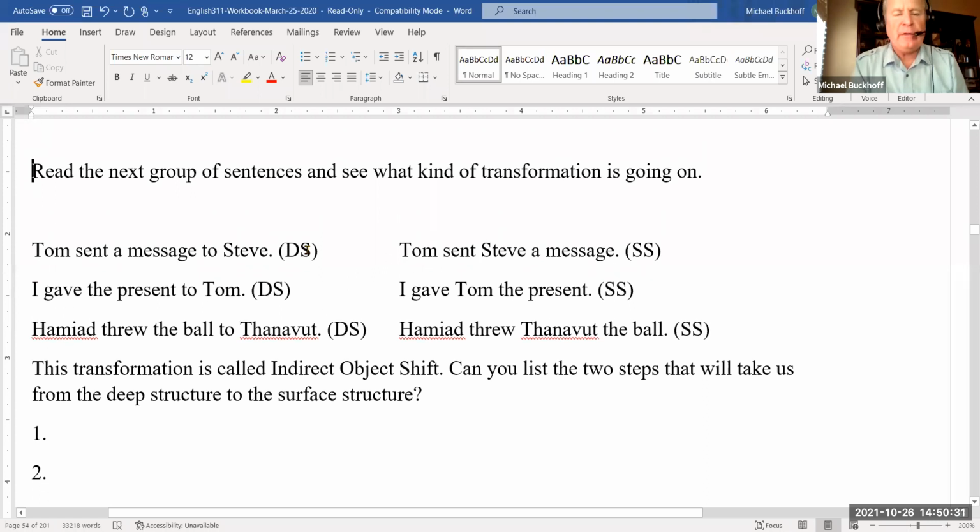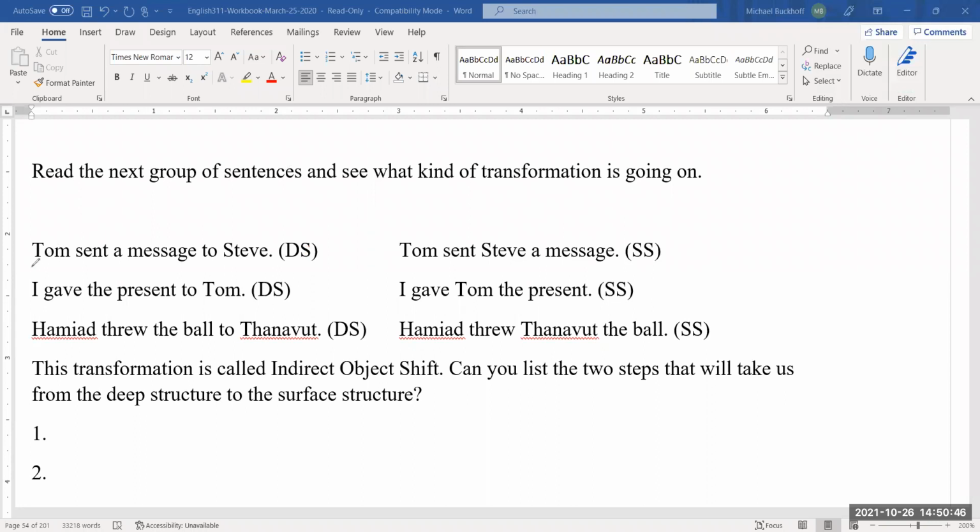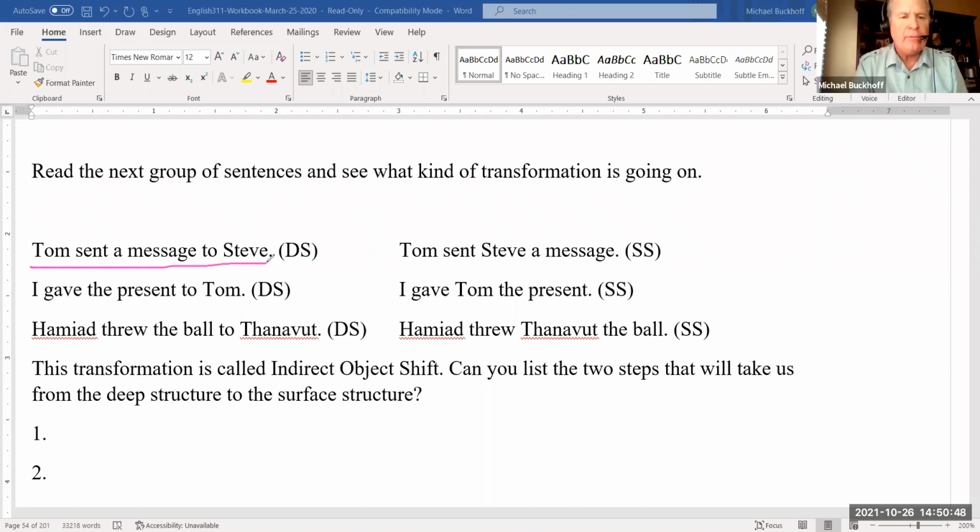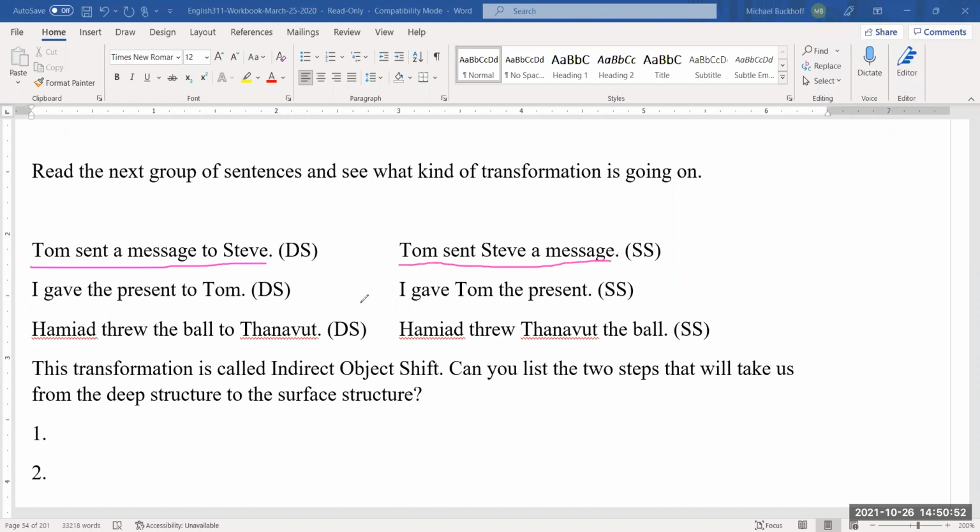Read the next group of sentences and see what kind of transformation is going on. So let's try this one. How about Nicole? Can you unmute for a second? Okay, go ahead and read the first sentence here. Tom sent a message to Steve. Okay, then the next one. Tom sent Steve a message. I gave the present to Tom. I gave Tom the present.